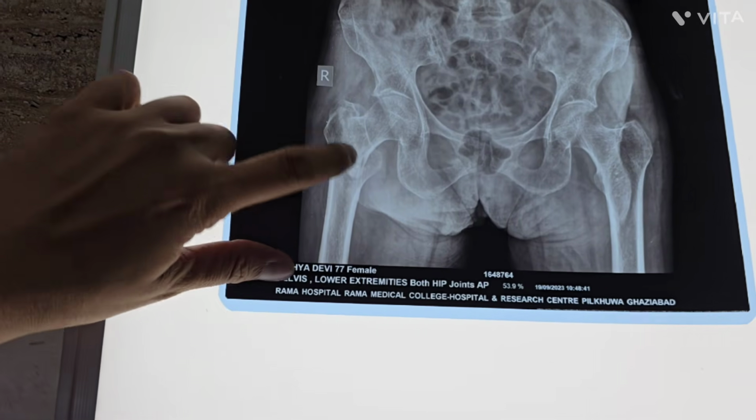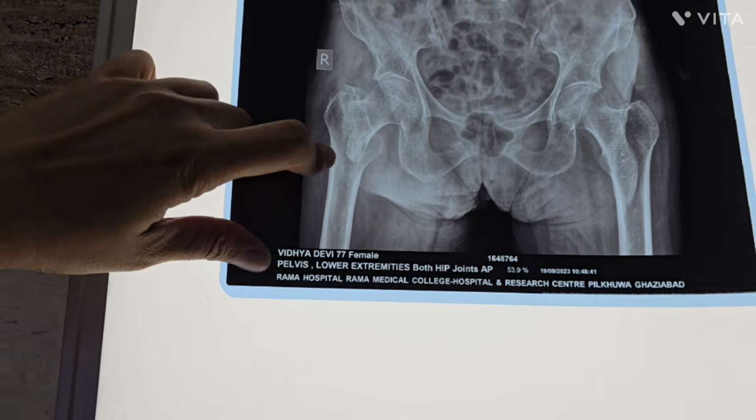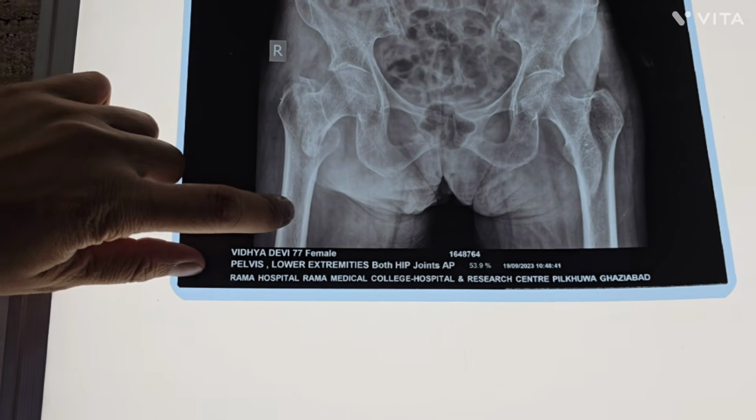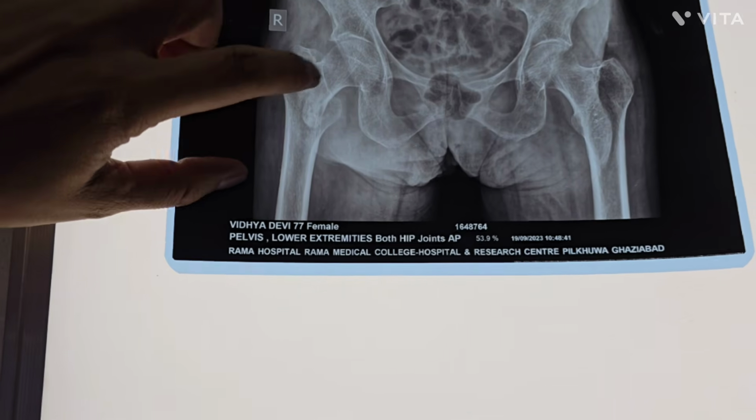So here is the intertrochanteric line. This one is the intertrochanteric line. So for an intertrochanteric fracture, in this case what you are going to do is the proximal femoral nailing, or you can do the DHS, the dynamic hip screw system.